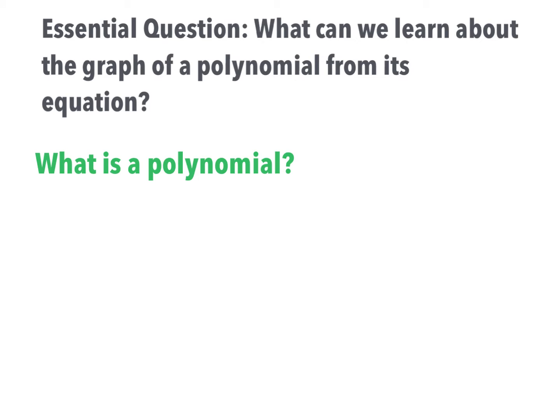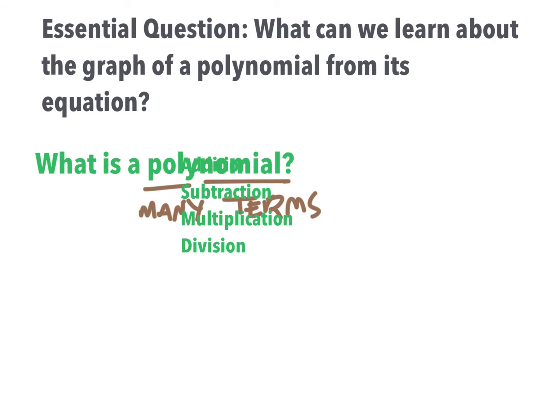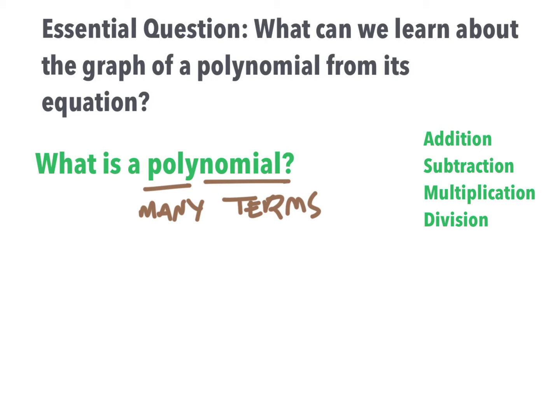All right, what can we learn about the graph of a polynomial just by looking at its equation? Well, first of all, what's a polynomial? Well, let's just break down the word. Poly means many, and in this case, nomial, these are going to be terms, so many terms. And these terms are joined together by addition, subtraction, multiplication, and not division.